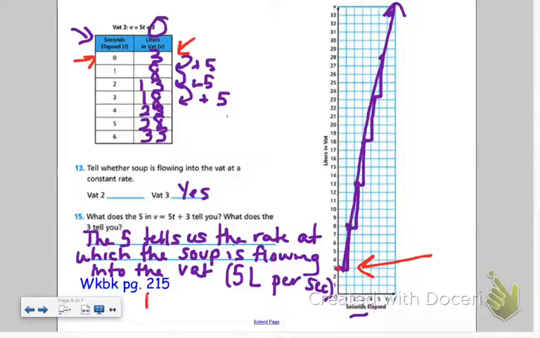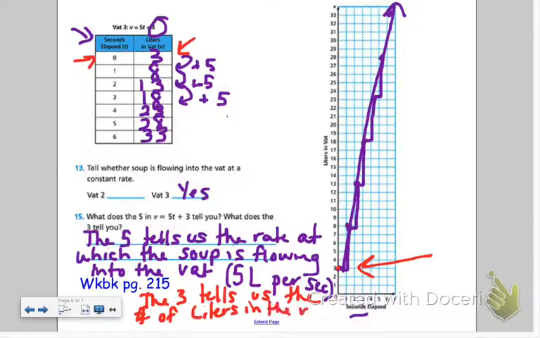I'm going to write this down. The 3 tells us the number of liters in the vat to start. So there must have been 3 liters already in the vat before more soup started flowing in. So that's why even at 0 seconds we had 3 liters in the vat, and that's why it's not starting at 0. Most of the other ones started at 0 on the graph. This one is starting right here on the y-axis, and that's because it starts with 3 before we even started pouring more soup in.